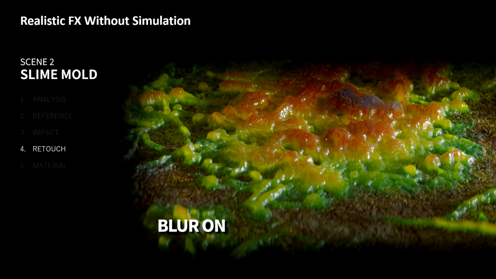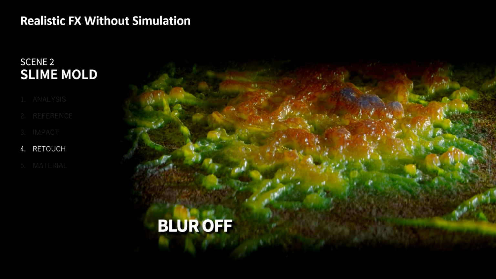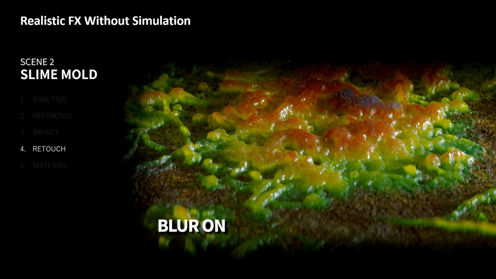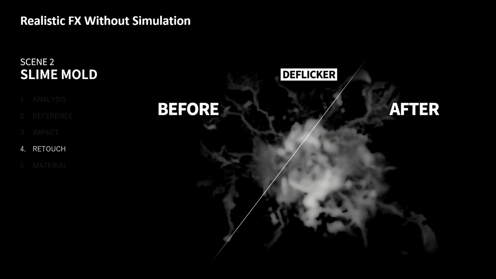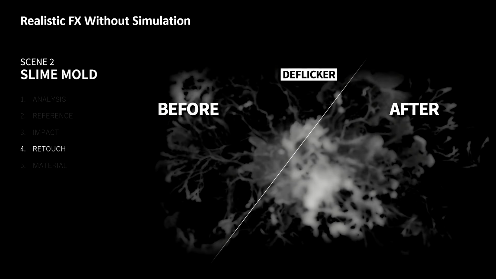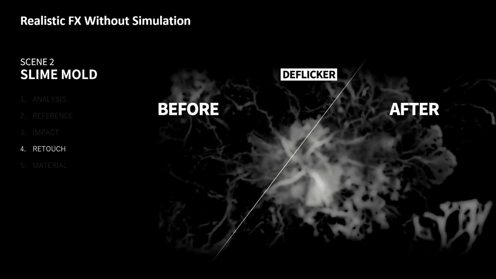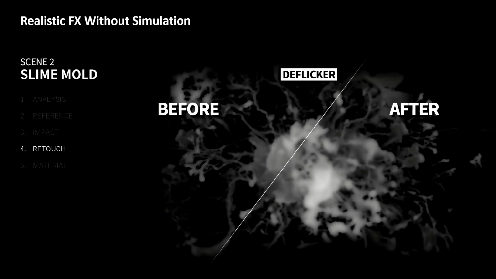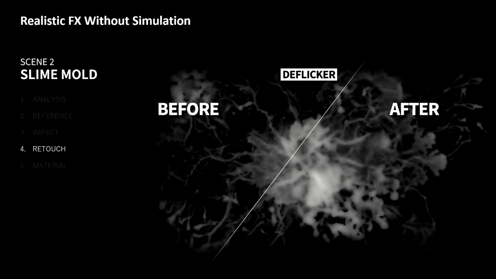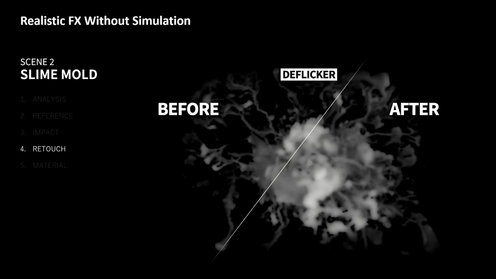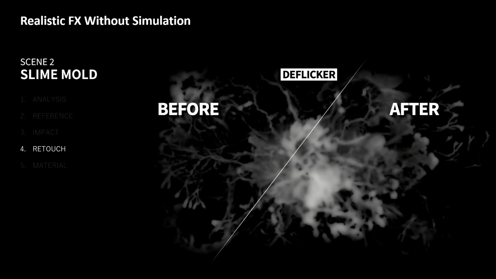So comparing the result when the blur is off, the surface appeared quite rough, but when blur is on, it became smoothly processed. And I also wanted to remove the flickering. It is because the footage was captured using time lapse, so it leads to flickering effects. So in order to tackle this, we use a deflicker effect.